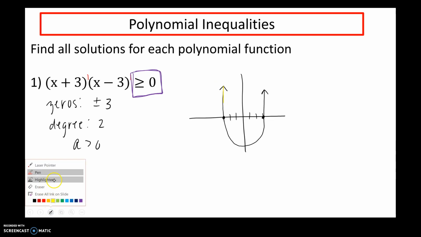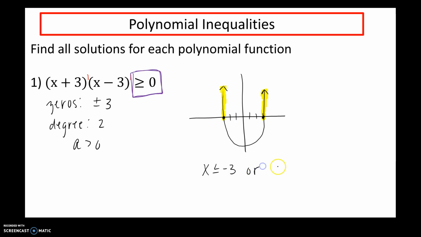That's all the parts where my graph is above the x-axis. So I'm going to highlight those parts. I can equal 0, so I am allowed to include the x-intercept. So to write my answer, this is for all values of x less than or equal to negative 3, or all values of x bigger than or equal to positive 3. And that would be my solution.